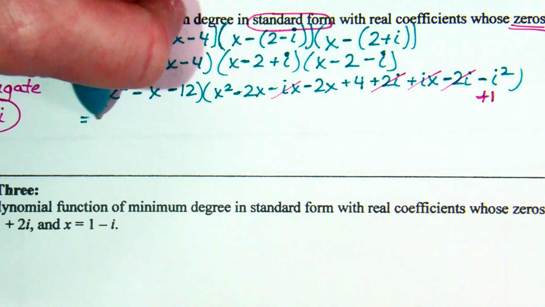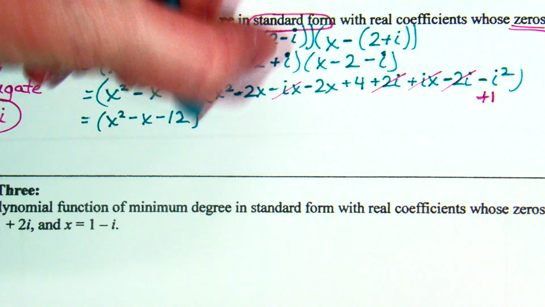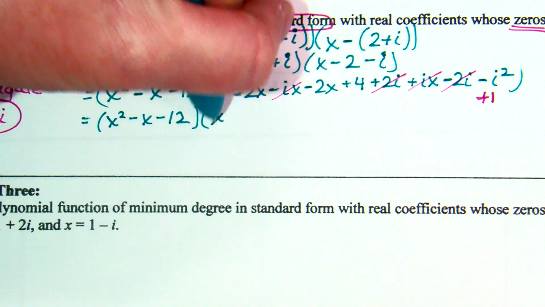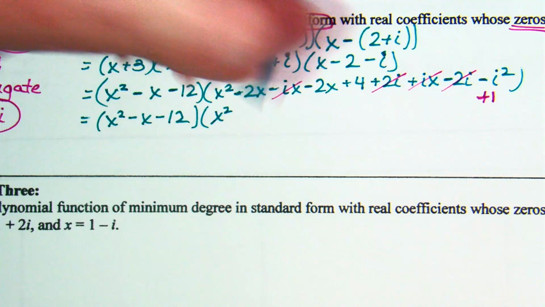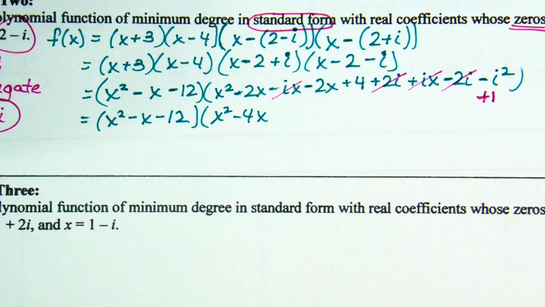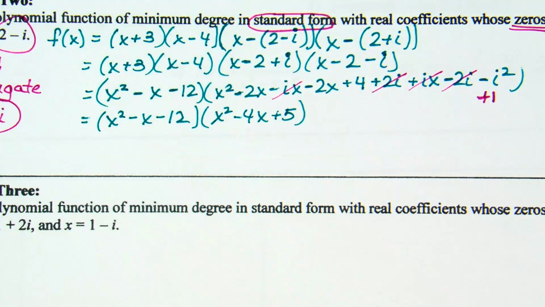Okay, so let me carry down my first parenthesis of x squared minus x minus 12. Now we're going to combine like terms. So we have x squared, minus 2x minus 2x is minus 4x, plus 4, and now a plus 1 does make it plus 5. It's a trinomial, but at least all the i's disappeared. And here's the deal, guys. If you multiply conjugates and your i's don't disappear, you've made a mistake.